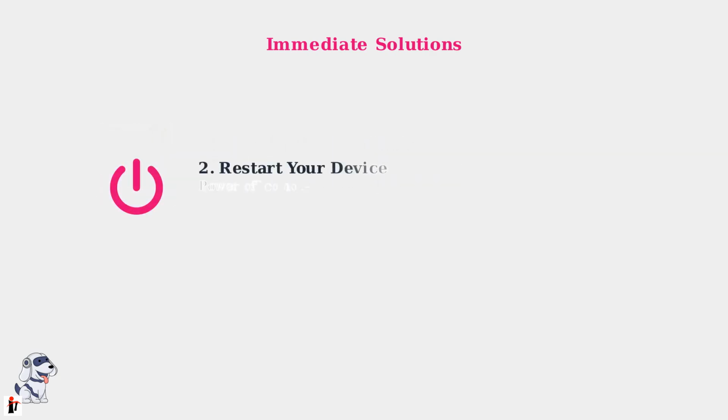Step 2. Restart your device completely. Power it off, wait about 30 seconds, then power it back on. This clears temporary system issues that might be interfering with messaging.